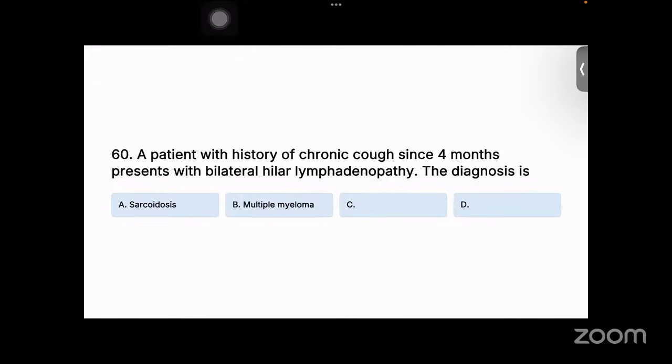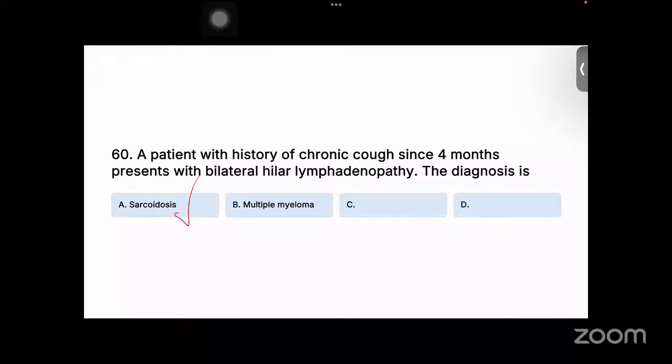So we have here multiple myeloma, and we have here sarcoidosis. So, patient with chronic cough and bilateral lymphadenopathy, the option I rather go for is sarcoidosis. It's a classical presentation of pulmonary sarcoidosis. If going for multiple myeloma, BJP should be there, bone pain should be there, hypercalcemia should be there, renal dysfunction should be mentioned, rather than only this one particular lung area.